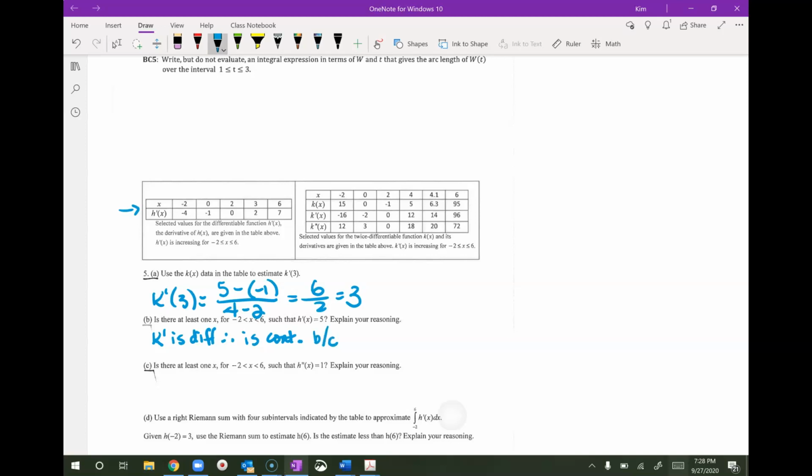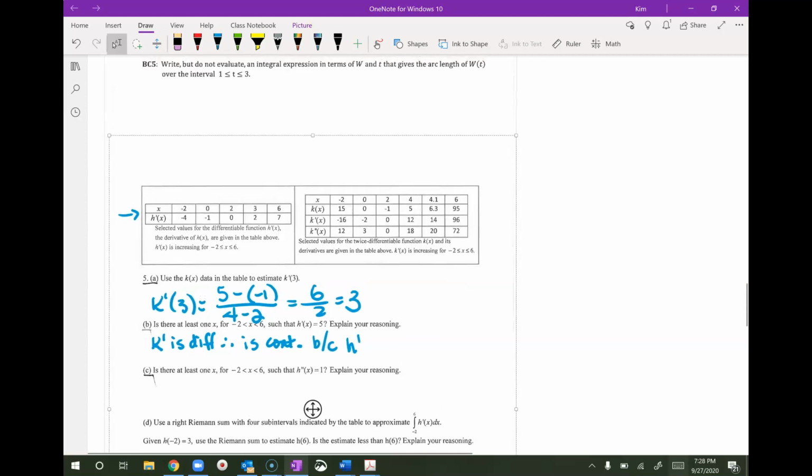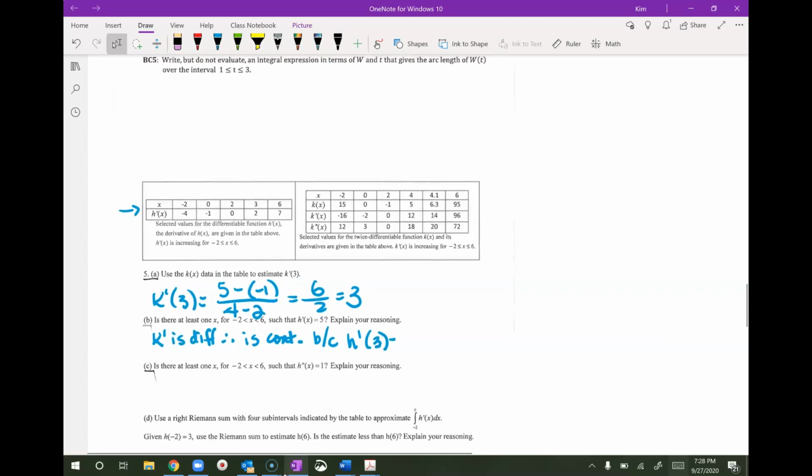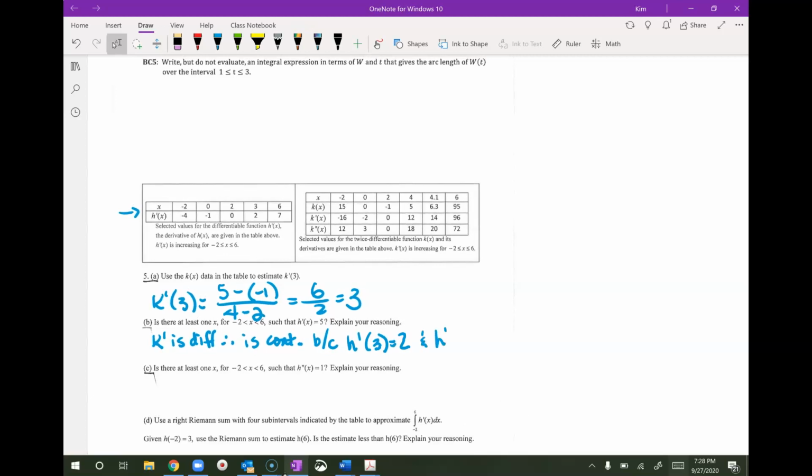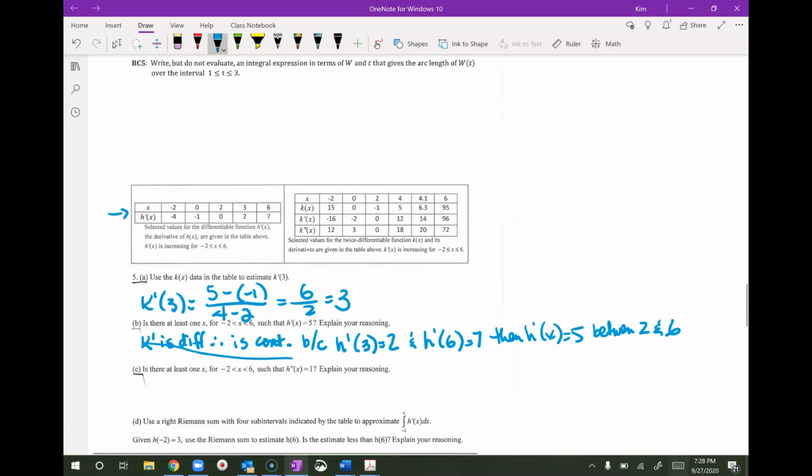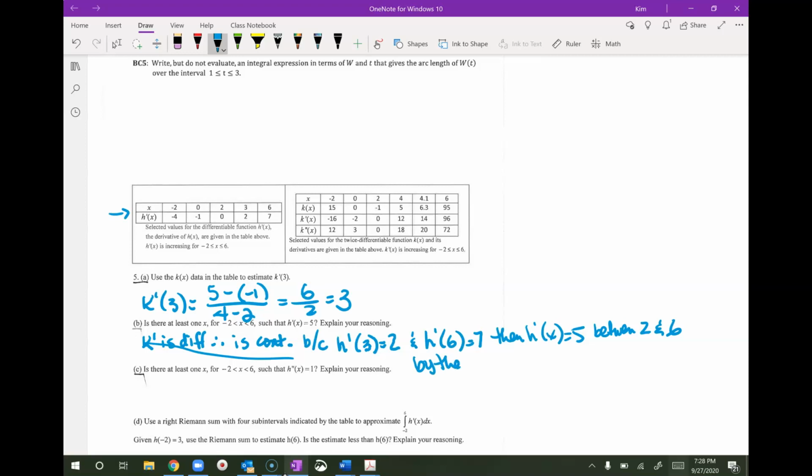So let's say this. Because h prime of 3 equals 2 and h prime of 6 equals 7, then h prime of x equals 5 between 3 and 6. But again, you have to say that it's continuous to use the intermediate value theorem.